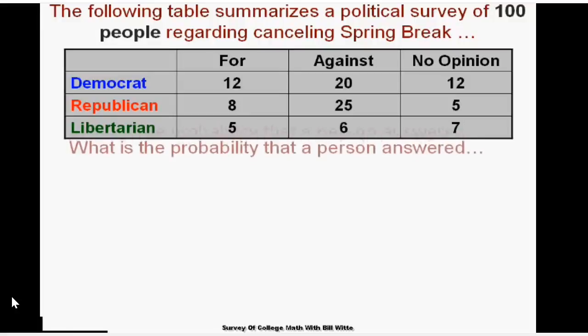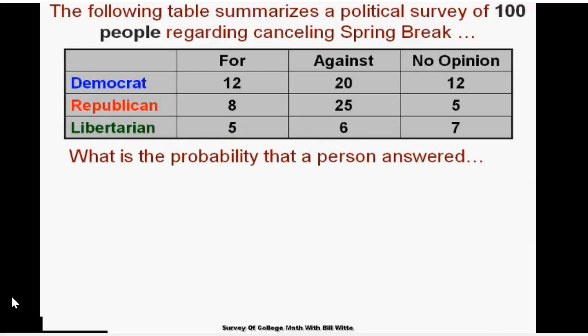There's your raw data. What is the probability now that a person answered that they were for it? This is no conditional, just that they were for it. Well, out of the 100, I see 12 plus 8 plus 5 were for it. So 12 plus 8 is 20, plus 5 more is 25. So 25 out of the 100 were for canceling spring break, imagine that. Next. So we reduce that, and we have a 1 out of 4 chance. So the probability is 1 out of 4 that any person, regardless of their party, was for it.